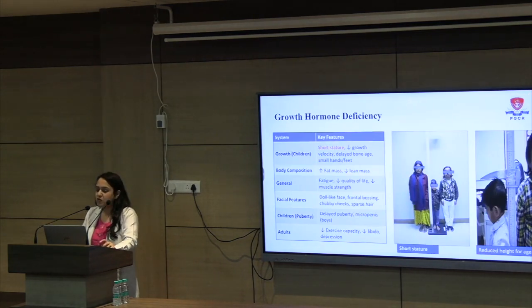Now coming to growth hormone deficiency, it mainly presents with short stature and reduced growth velocity in children along with delayed bone age. There is increased fat mass and reduced lean mass leading to fatigue and decreased muscle strength. The first image shows a family of proportionate short stature, which is typical of growth hormone deficiency, and the second image demonstrates height measurement using a stadiometer.